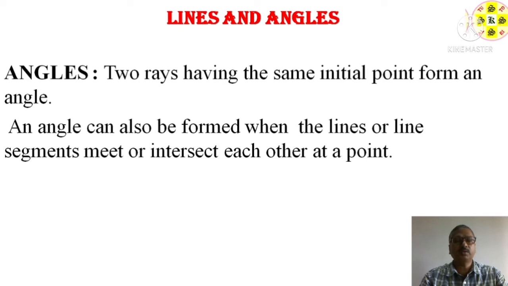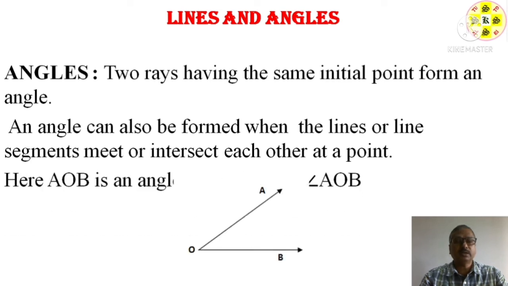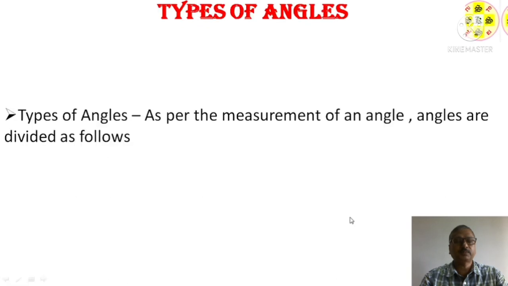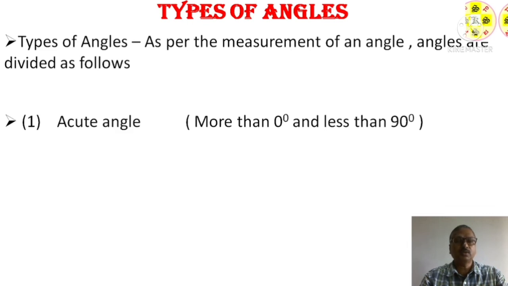We already discussed this concept in my previous videos. Now I am going to discuss something more. So let us start. Here, see in this figure, AOB is an angle, and we use this notation to denote an angle. Types of angles we already discussed. So now have a look.